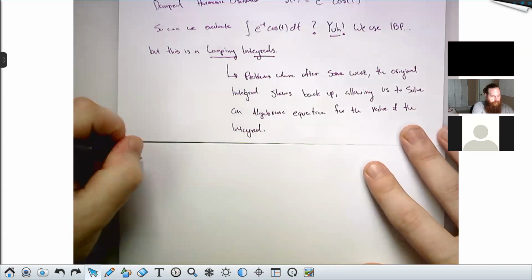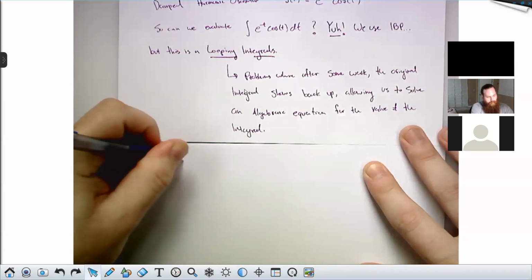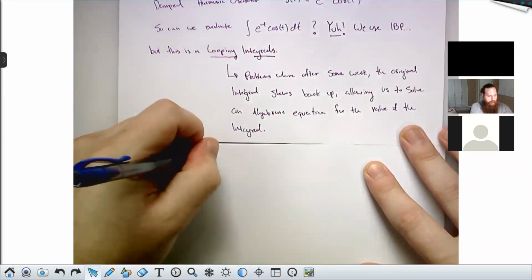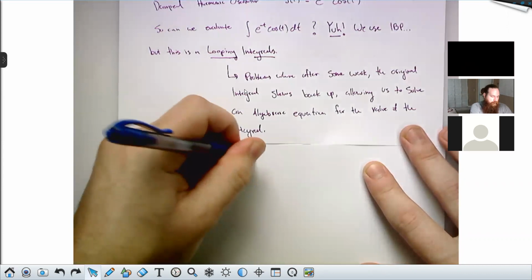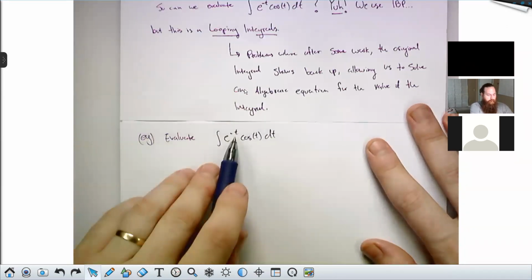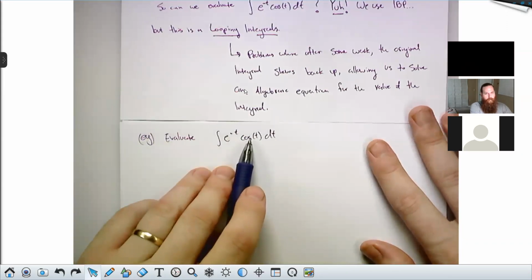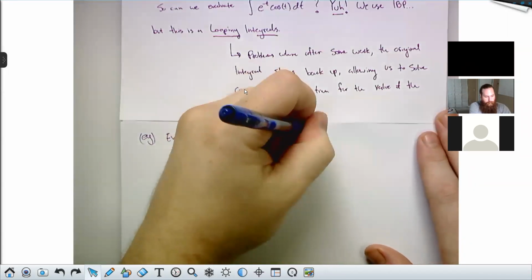I want to evaluate... we'll do this one. We'll do e to the minus t times cos t. But again, it could be e to the minus 5t times cos 2t. You could put any constants in there you wanted. We're going to use IBP.